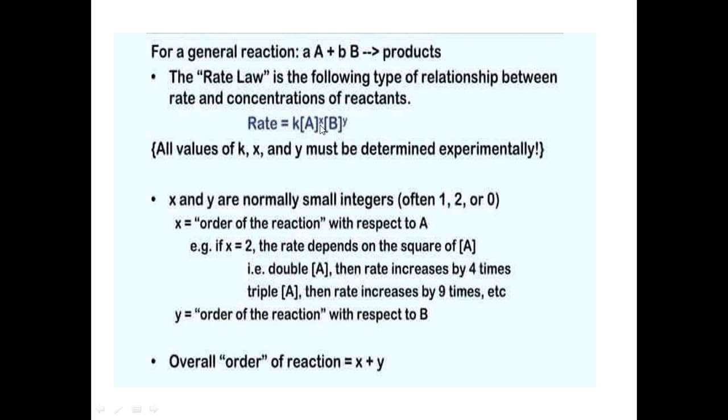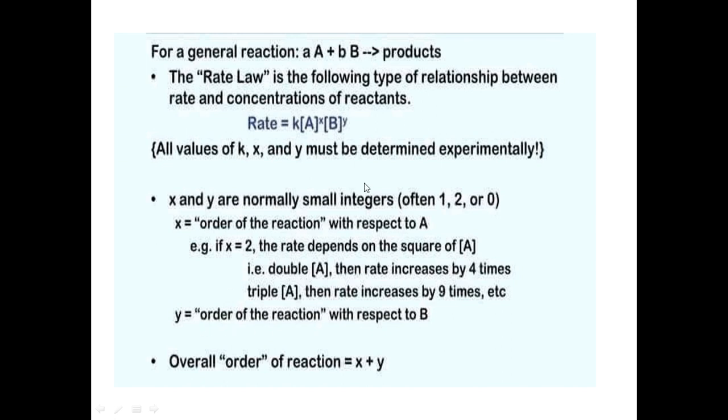When you increase the concentration of A by 3, the rate also increases by 3 squared. By figure, if you double A, then the rate will increase by 4 times. This 4 times means double to the power 2, because the x is 2. When you triple A, the rate increases by 9. This 9 means triple to the power 2, because the x is 2, or A is in second order with respect to the reaction.